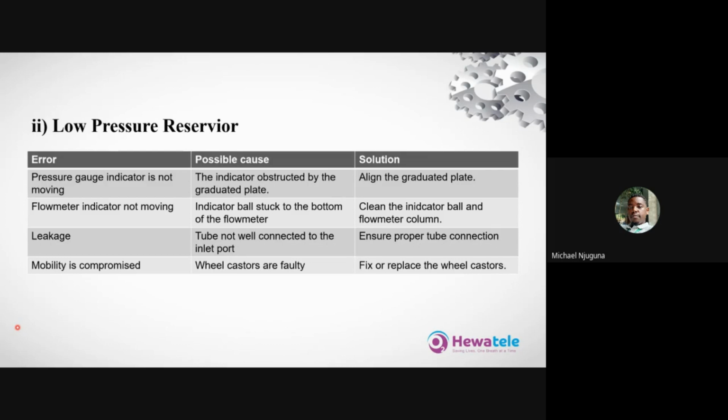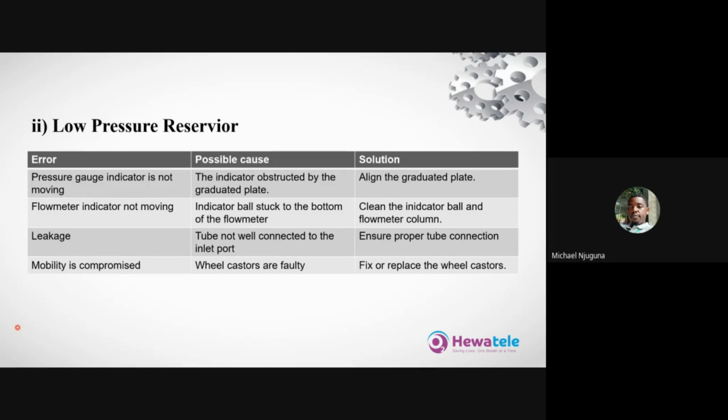Another common error is a flow meter indicator not moving. This would be because of a stuck indicator ball, or rather the bobbin is stuck at the bottom of the flow meter. The solution is to open the flow meter and clean the flow meter column and also clean the indicator ball accordingly.